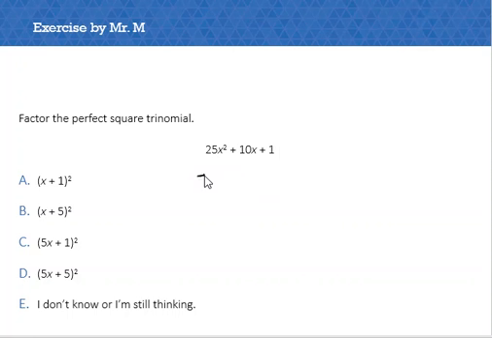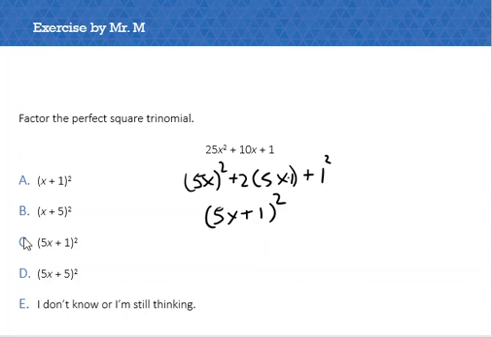25x squared, that's going to be 5x squared plus 2 times 5x times 1. Okay, so this I can say plus 1 squared. So we see that here is times 1, right? So there is 1 here, 1 here. You have 5x here, 5x here. It's a perfect square. So I'm just going to take 5x plus 1 and square it. So 5x plus 1 squared, C would be the right answer.